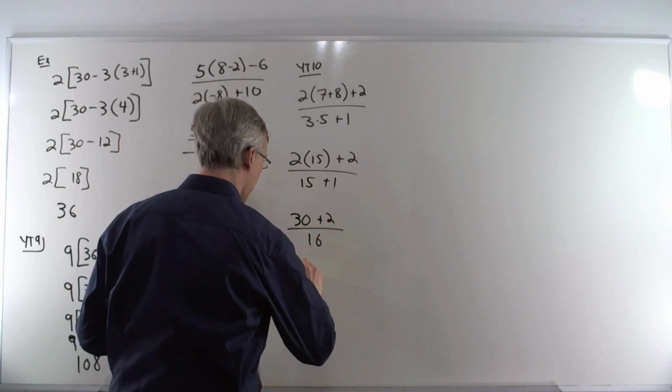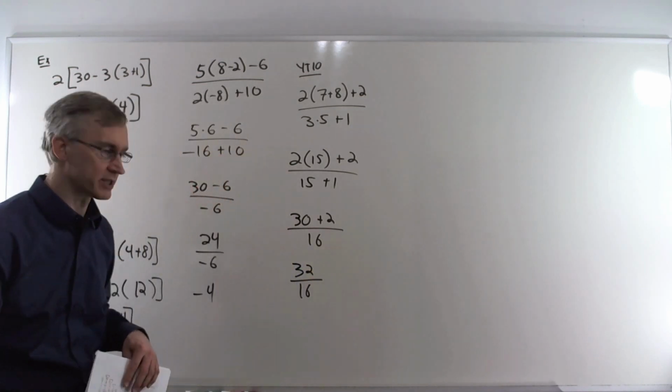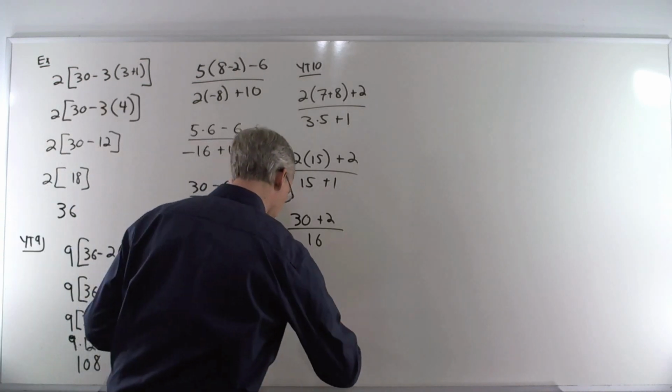Completing the top, that is 32 over 16. And now we're down to a single number on top, a single number on the bottom. We can divide to get 2.